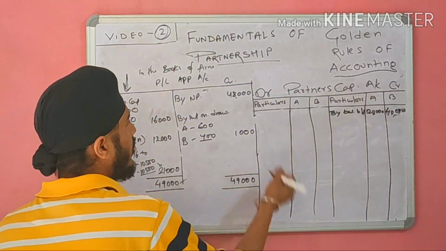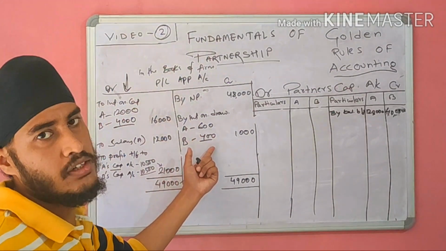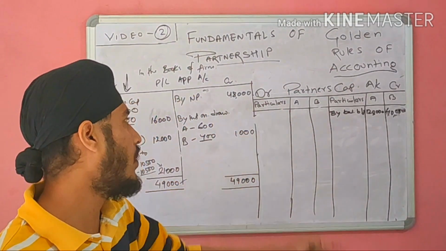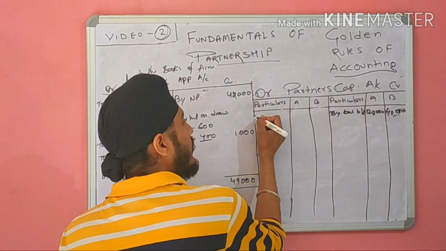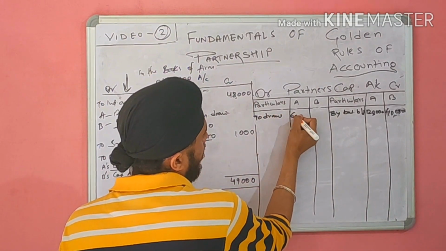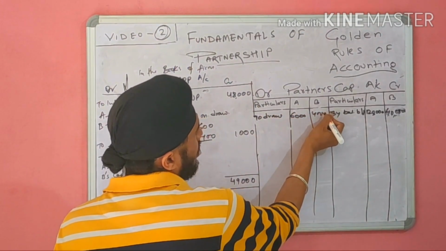Next, we record drawings. Here we record drawings as well as interest on drawings. So first we record drawings. What was the drawing given? 6,000 and 4,000. So we'll write to drawings, 6,000 and 4,000.